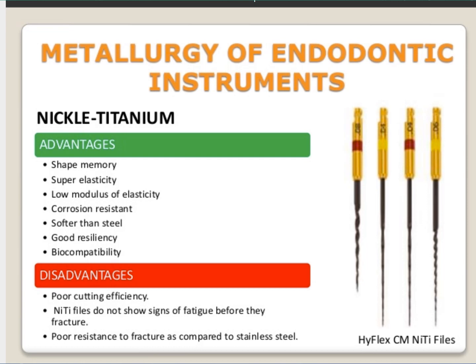If you still try to use the K file after it gets unwound, or if there is a shiny portion, when you use it again, it is prone to break in that particular area. So these are the signs of fatigue. Your ProTaper and other files do not show that. So that is why we always recommend to use a 15 size or a 10 size file first, negotiate the canal, and then proceed with your ProTaper systems. And then poor resistance to fracture as compared to stainless steel, as I mentioned.